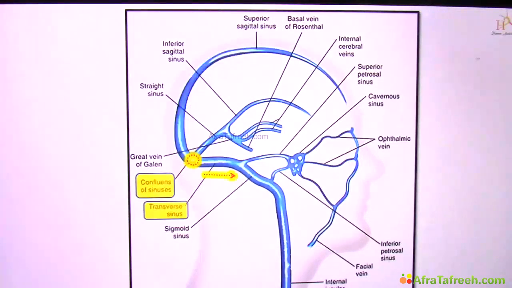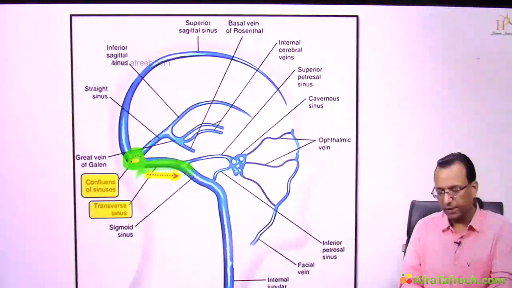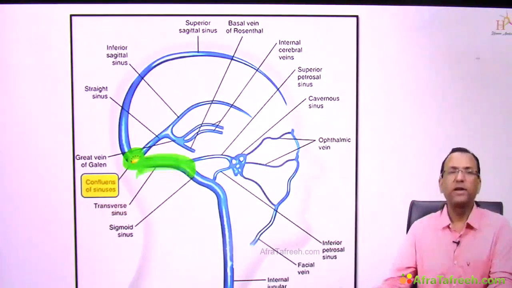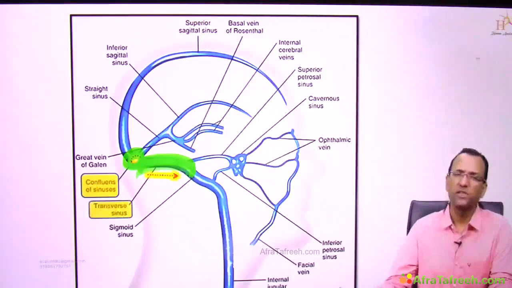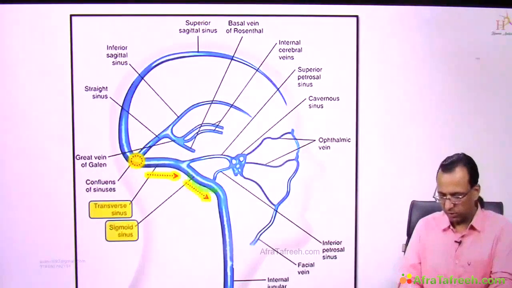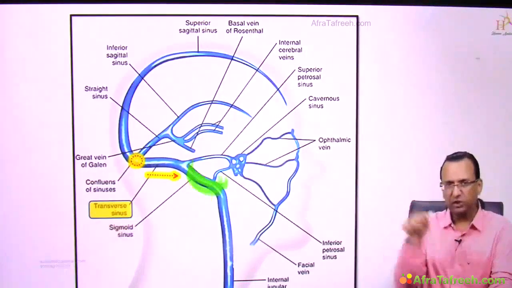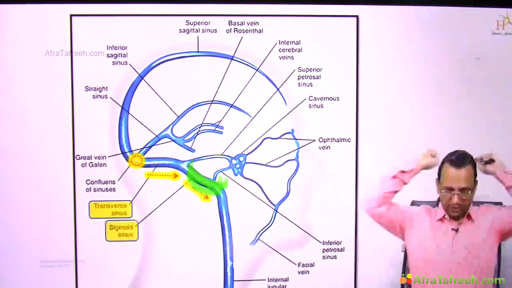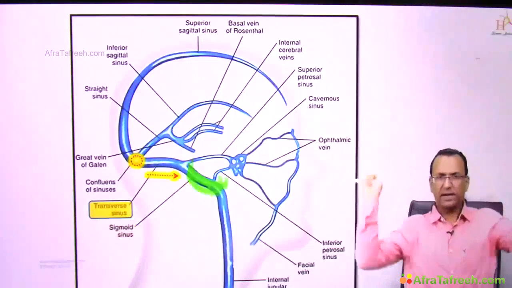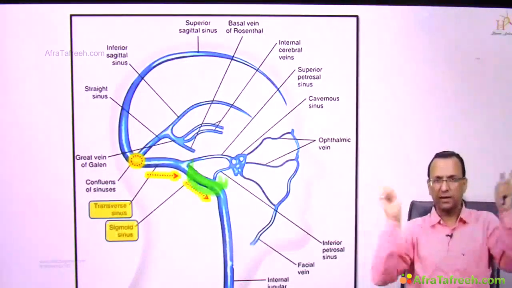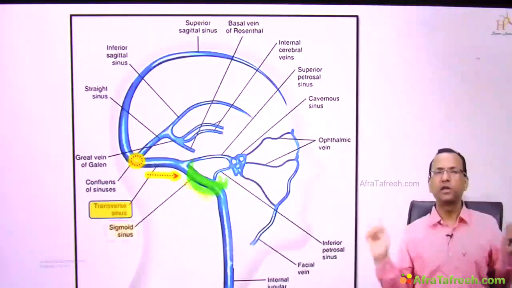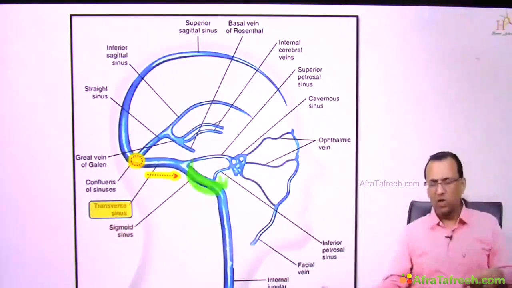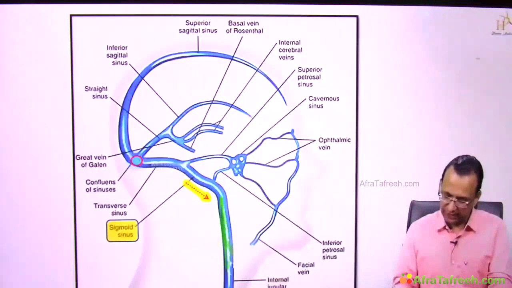Where is it going then? When all the blood is in the confluence of sinuses, it goes into the right and left transverse sinus. And from there? Into the S-shaped sigmoid sinus. And then where is it going? Right and left transverse sinus, right and left sigmoid sinus, and then right and left internal jugular vein.